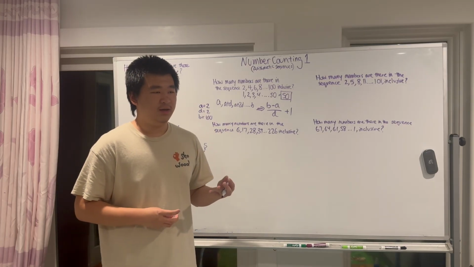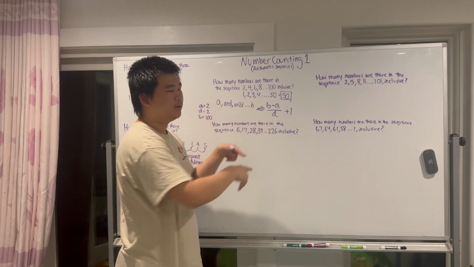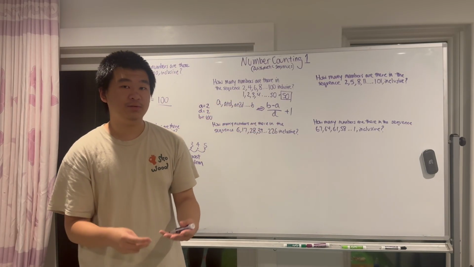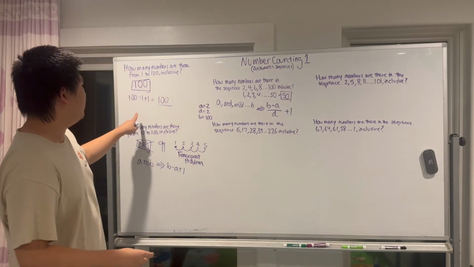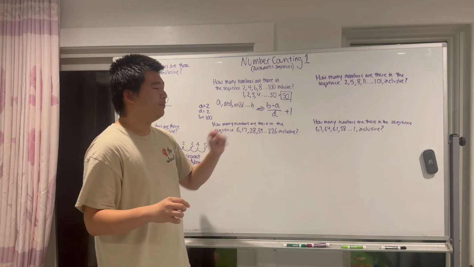Essentially, what I've done is incorporated this idea of dividing by d into here, and we can actually see that if d is equal to 1, like in these, then it's the same as b minus a plus 1. So all I've really done is added a divided by d.